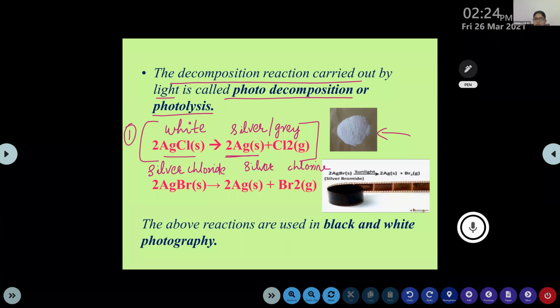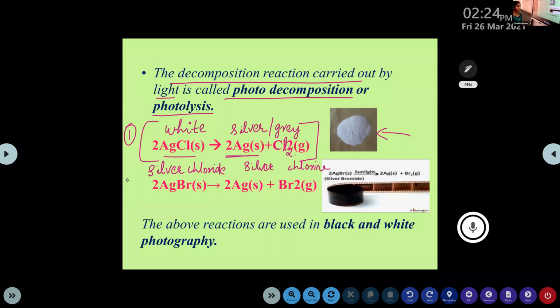Yes, ma'am. 2AgCl gives 2Ag plus Cl2. Okay. This is Cl2. C, then L2. That's enough. Then one more reaction for this photo decomposition or photolysis. Can you name this compound?